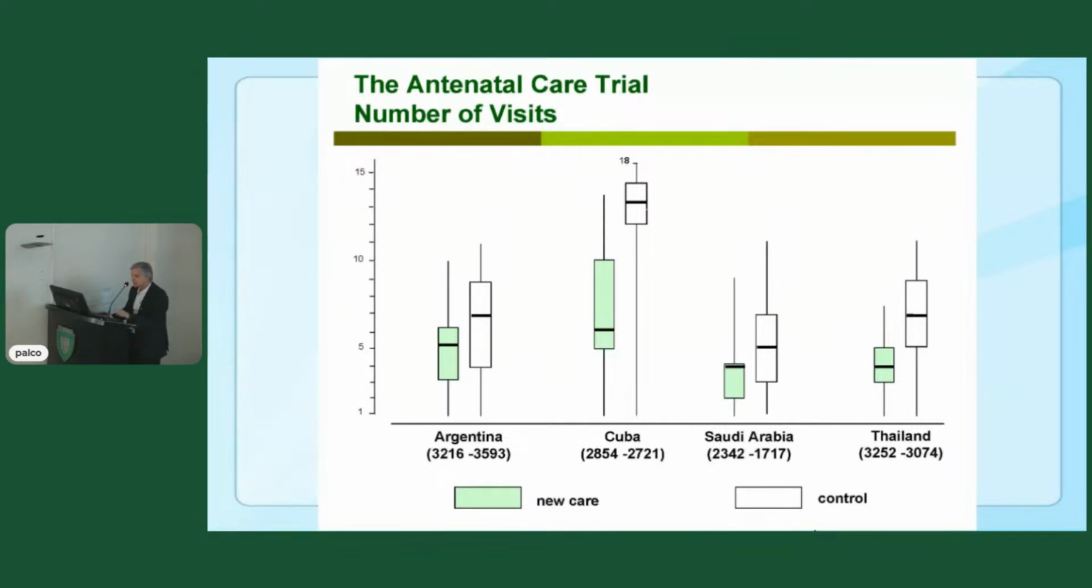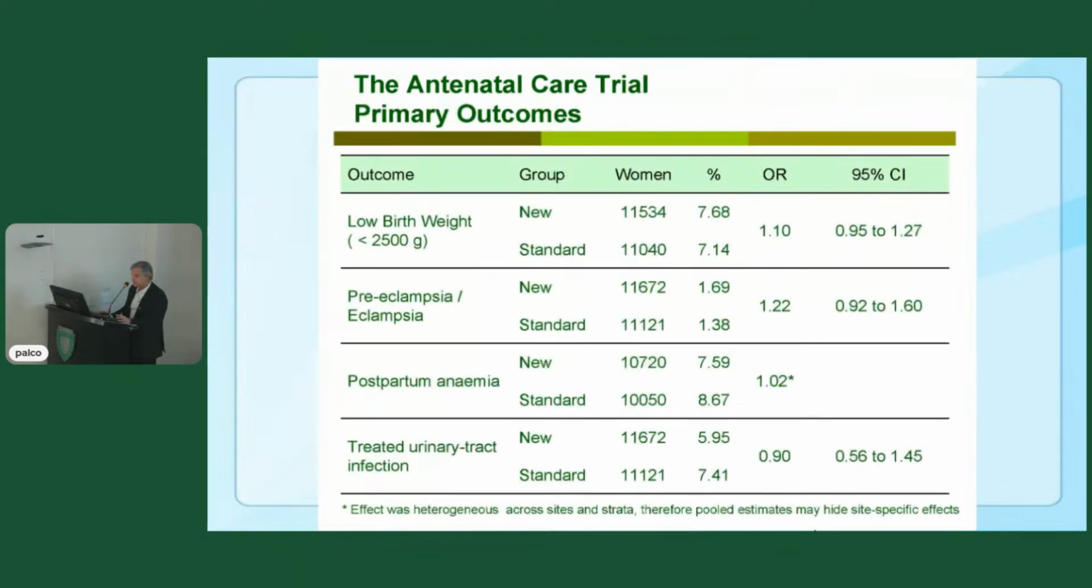Sometimes the confidence intervals cover each other, so it's not a real statistical difference, but it's an effect, a difference. The antenatal care clinic primary outcomes. This is your primary outcome. That's what you're interested in. Okay, you have low birth weight, eclampsia, postpartum anemia, treated urinary tract infection. So low birth weight is one of your main interests.